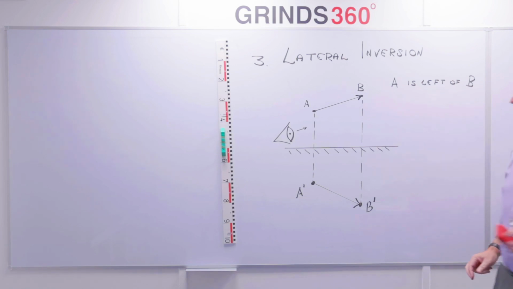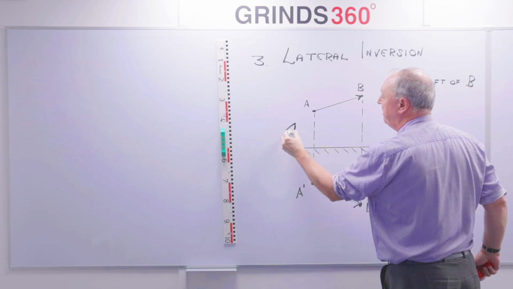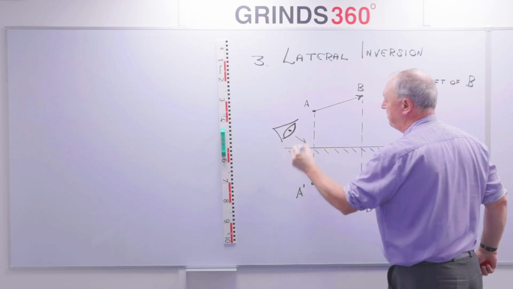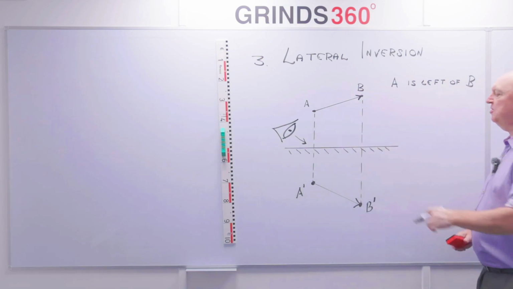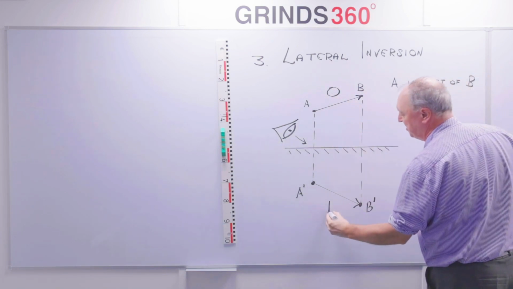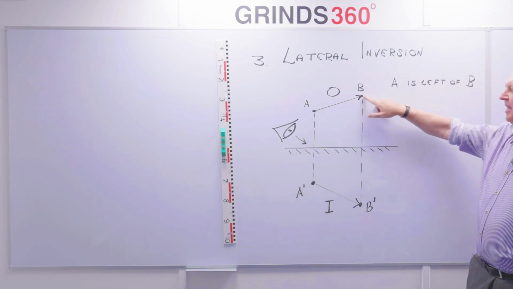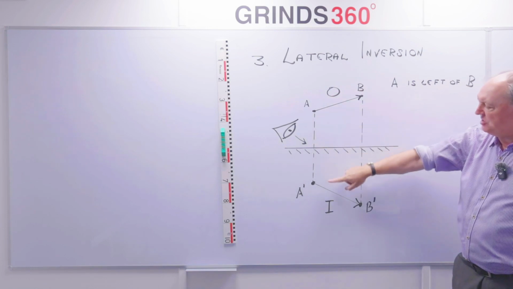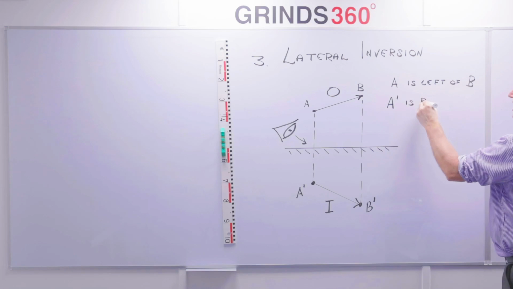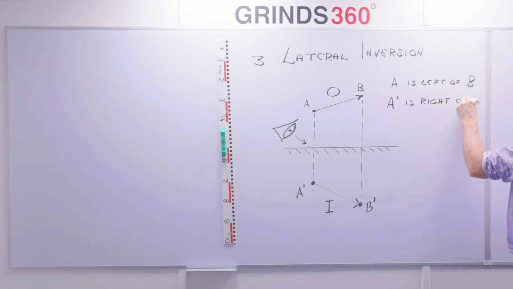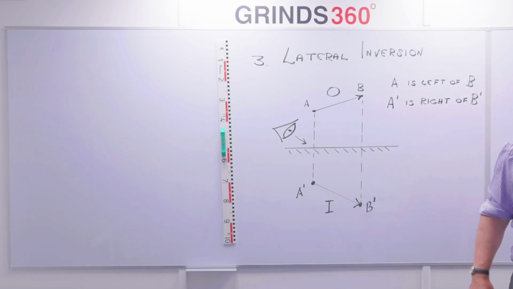Now let me turn my eye around. So now I'm looking at the image in the mirror. When I looked at the original object, which we call O, and the image, which we call I, A is to the left of B. But now when I look into the mirror, I'm going to see that A dash is right of B dash. In other words, it's been sideways turned around. It's been laterally inverted.